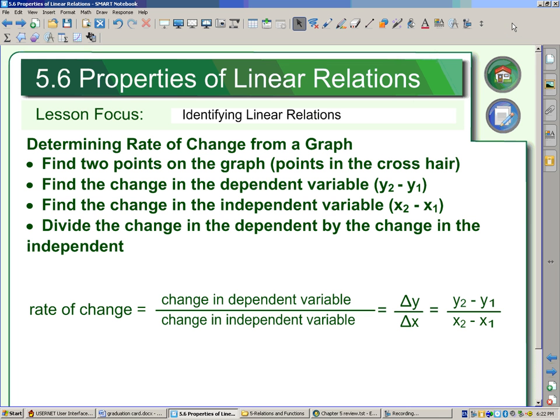Good morning, students. We're going to start where we left off yesterday, and we were looking at determining the rate of change from a graph. We started looking at one example, we'll continue with that example, and then we'll make sure that everything runs from there.